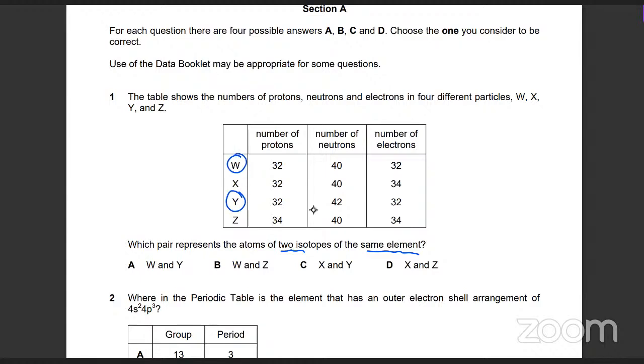क्योंकि उसमें he used the word atoms, right? Atoms are what? Neutral. तो neutral होना चाहिए. 32 protons, 32 electrons. X is an ion, although X is an isotope, but it is an ion, not an atom. ठीक है? Is that clear?